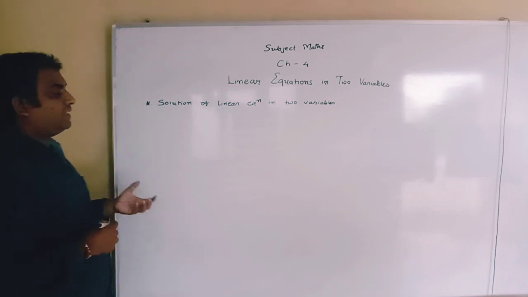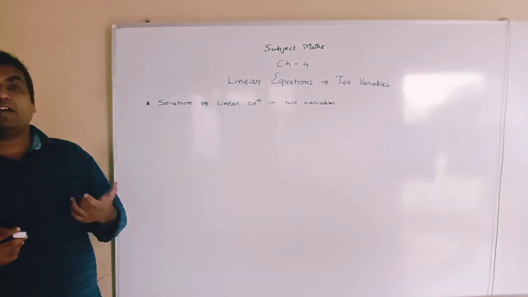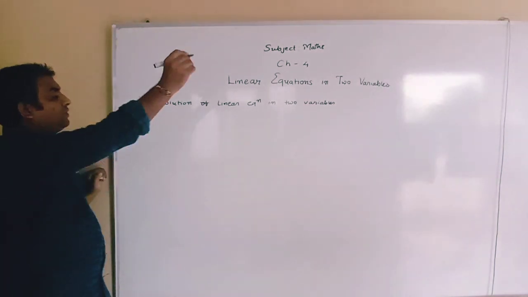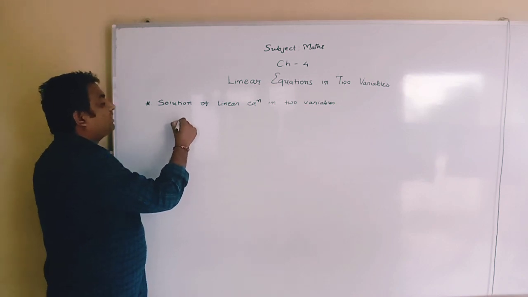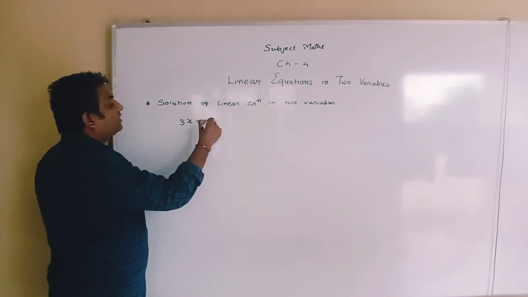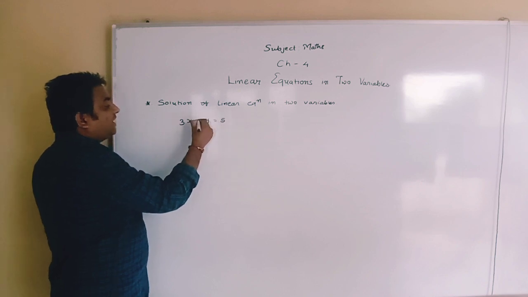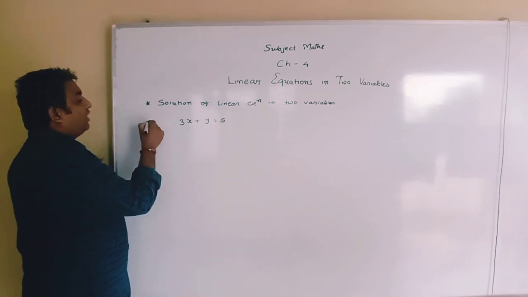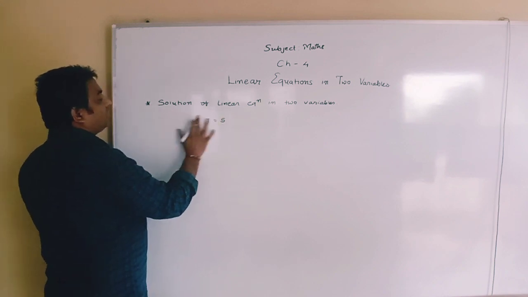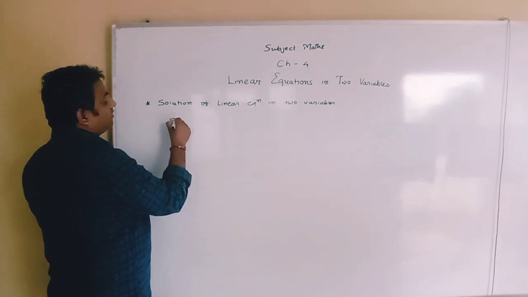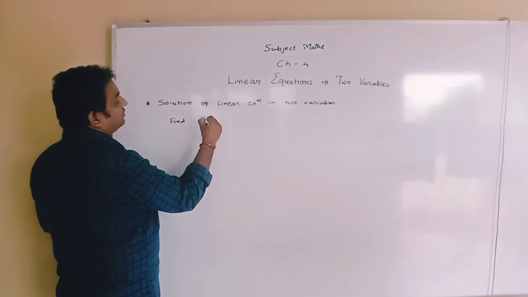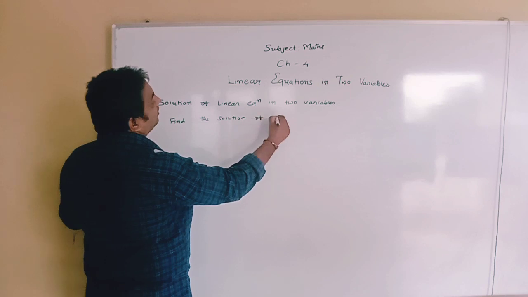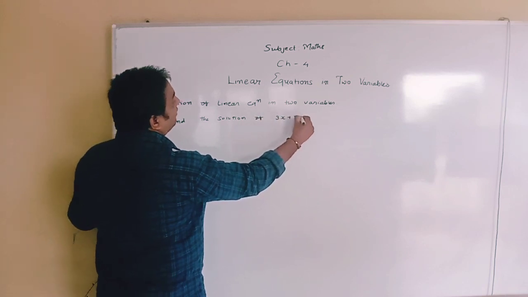Now we are clear whether given x and y values are a solution of an equation or not. But suppose the equation is given like this, 3x plus y equals 5, and we are asked to find its solution. So how to find the solution? So the question is: find the solution of 3x plus y equals 5.